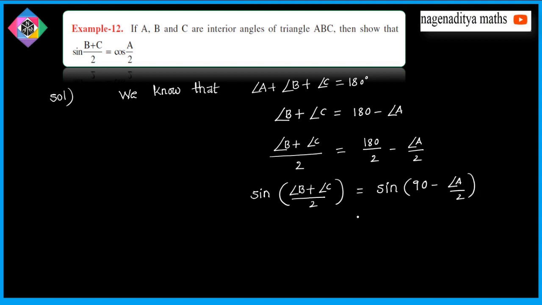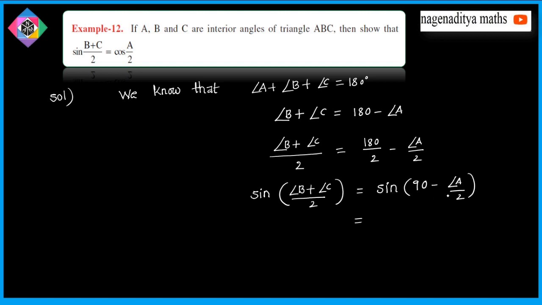Okay. So this is equal to, we just learned that sine of 90 minus theta, so sine of 90 minus some angle, is equal to cos theta. Whatever angle it may be, sine of 90 minus that angle is equal to cos of that angle. So sine of 90 minus theta is equal to cos theta.